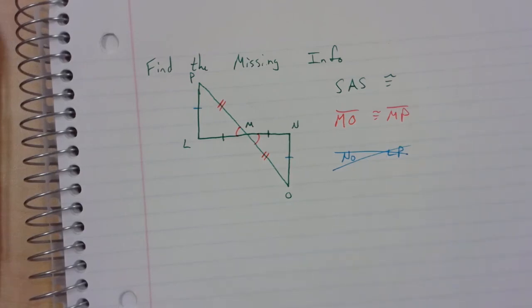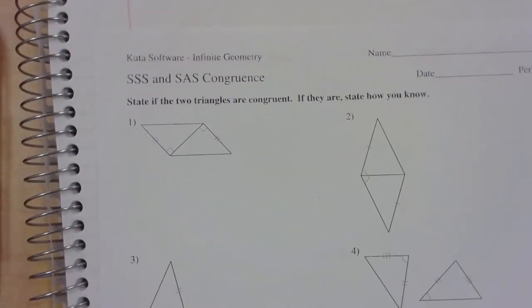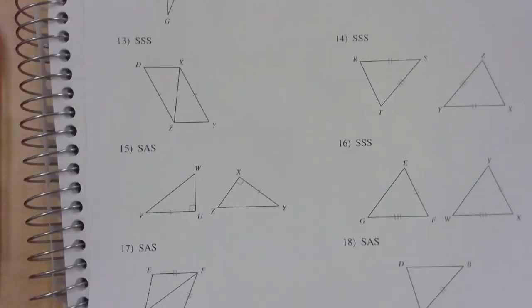Fantastic. How do I make this stop? There it is. All right, I'm going to go ahead and pass out an assignment. It looks something like this. On the front, it's just naming the congruency. Tell me which shortcut applies. On the back, it's find the missing piece of information. Okay?